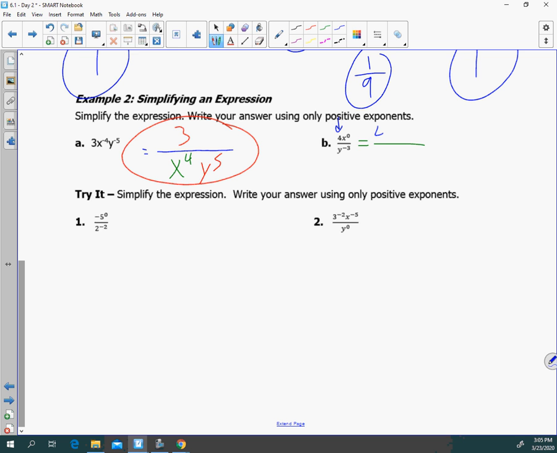Nope. So it stays. Okay? This is x to the 0. Bethany, what do you think that one's going to be? Anything to the 0 power is 1. So really it's times 1, right?